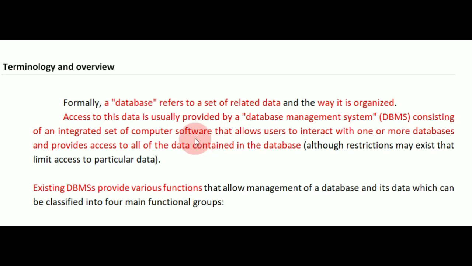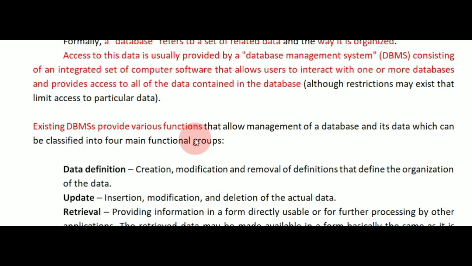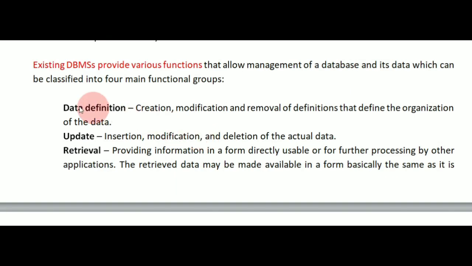Based upon the different types of functions provided by the database management system, the tasks are divided into four main functional groups. The first one is data definition. In order to access data, first of all we require data, right? To insert data into the database or into a table, we need a table first, so for that purpose we have to create that particular data structure. You should also be able to modify it, or remove the definition of that data if you do not want it anymore.